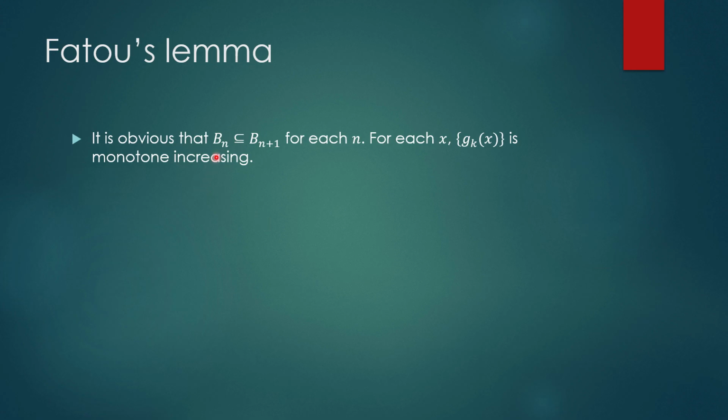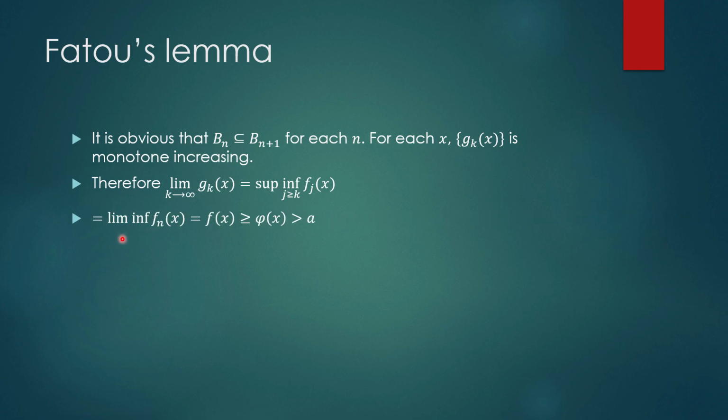So it is obvious that Bn is a subset of Bn plus 1, that is, Bn is an increasing sequence of measurable sets, and for each x, gk(x) is monotone increasing, because by the definition of gk it is monotone increasing. Therefore, as k tends to infinity, since gk(x) is monotone increasing, it has a limit. So as k tends to infinity, gk(x) is equal to the supremum over j greater than or equal to k of fj(x).